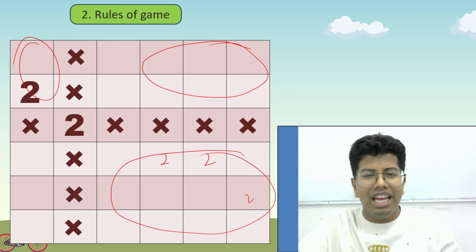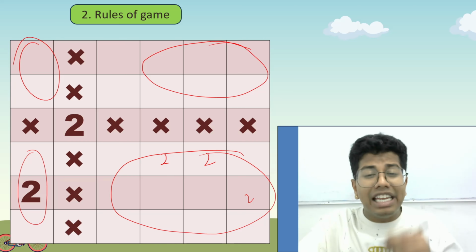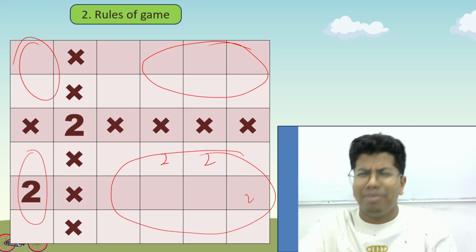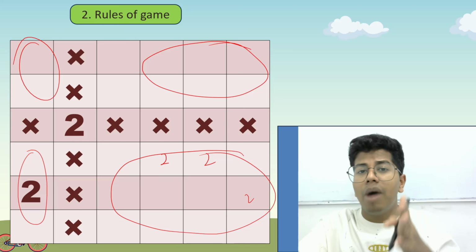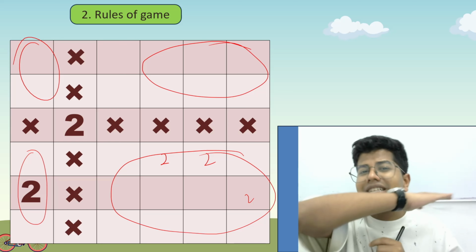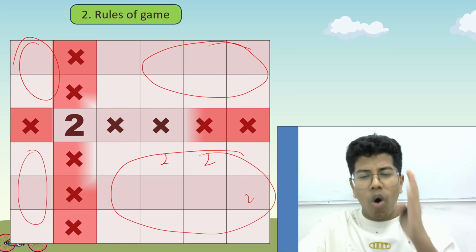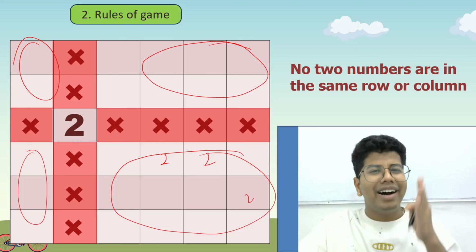I can put 2 in this region anywhere. And I can put 2 in this row arrangement anywhere. But I can't put 2 in the same row and in the same column. So this is the rule of the game. If you place any number, the same number can't be in the same row and same column. So the summary is no two numbers are in the same row or a column.